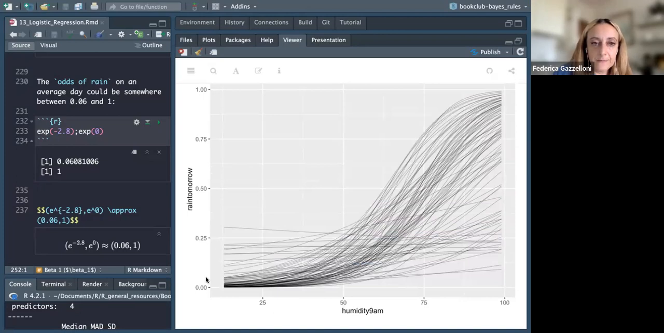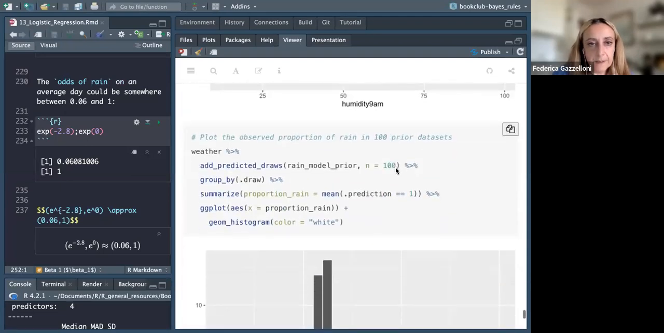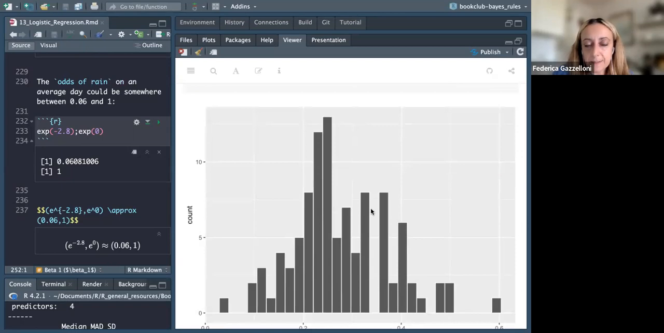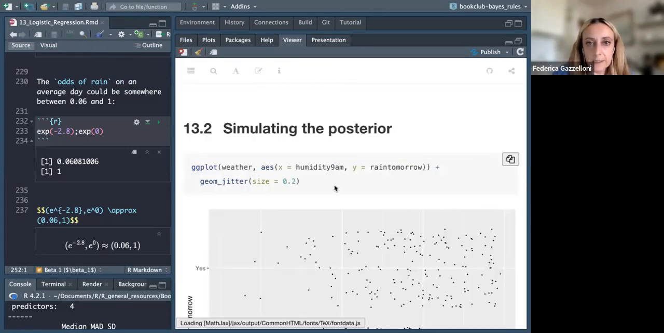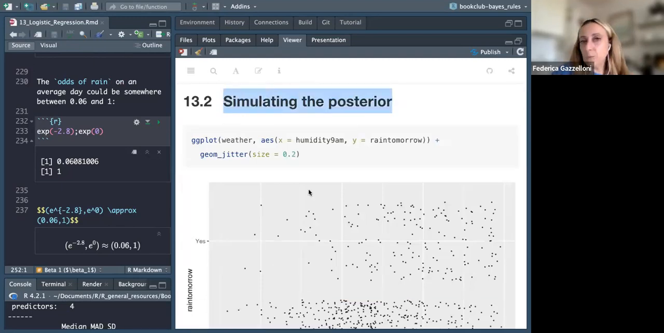So this is the range of the probability that it will rain. Assuming a logistic function and simulating this 20,000 times, we can see that it is a logistic function, and it's basically increasing the chance of rain if the humidity at 9 a.m. is increased. Okay, so again, this is the distribution. And now that we know the prior and we are okay with that, we pass to the posterior.